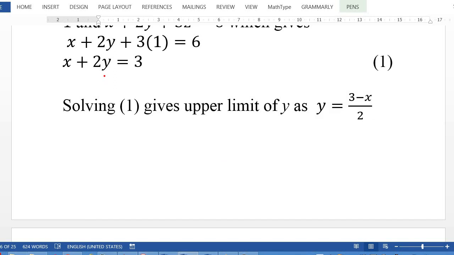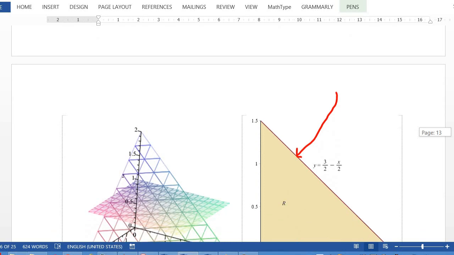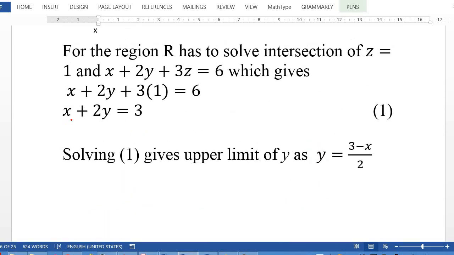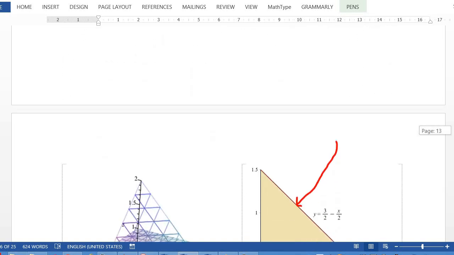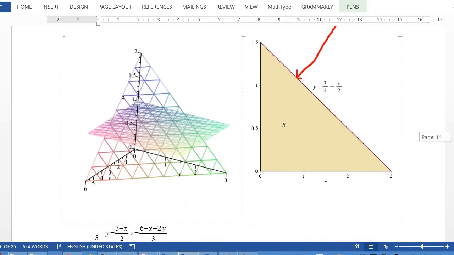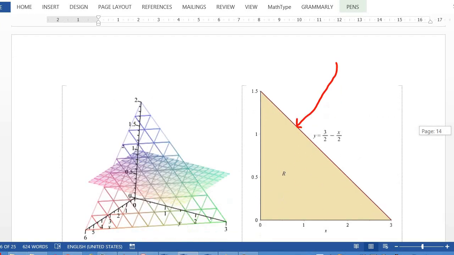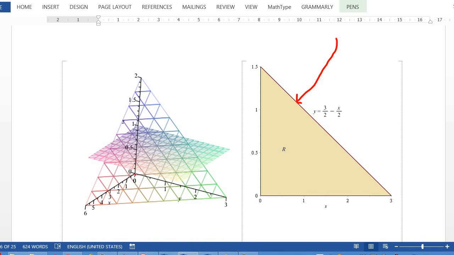So from x plus 2y equal to 3, if we want to solve it using dy dx, then solve y as the subject. You have y equal to (3 minus x) over 2. To get the intercepts, you notice that when y is 0, x is 3, and when x is 0, y is 1.5. Compared to when your region R is on the xy plane, where the x-intercept is 6 and the y-intercept is 3.